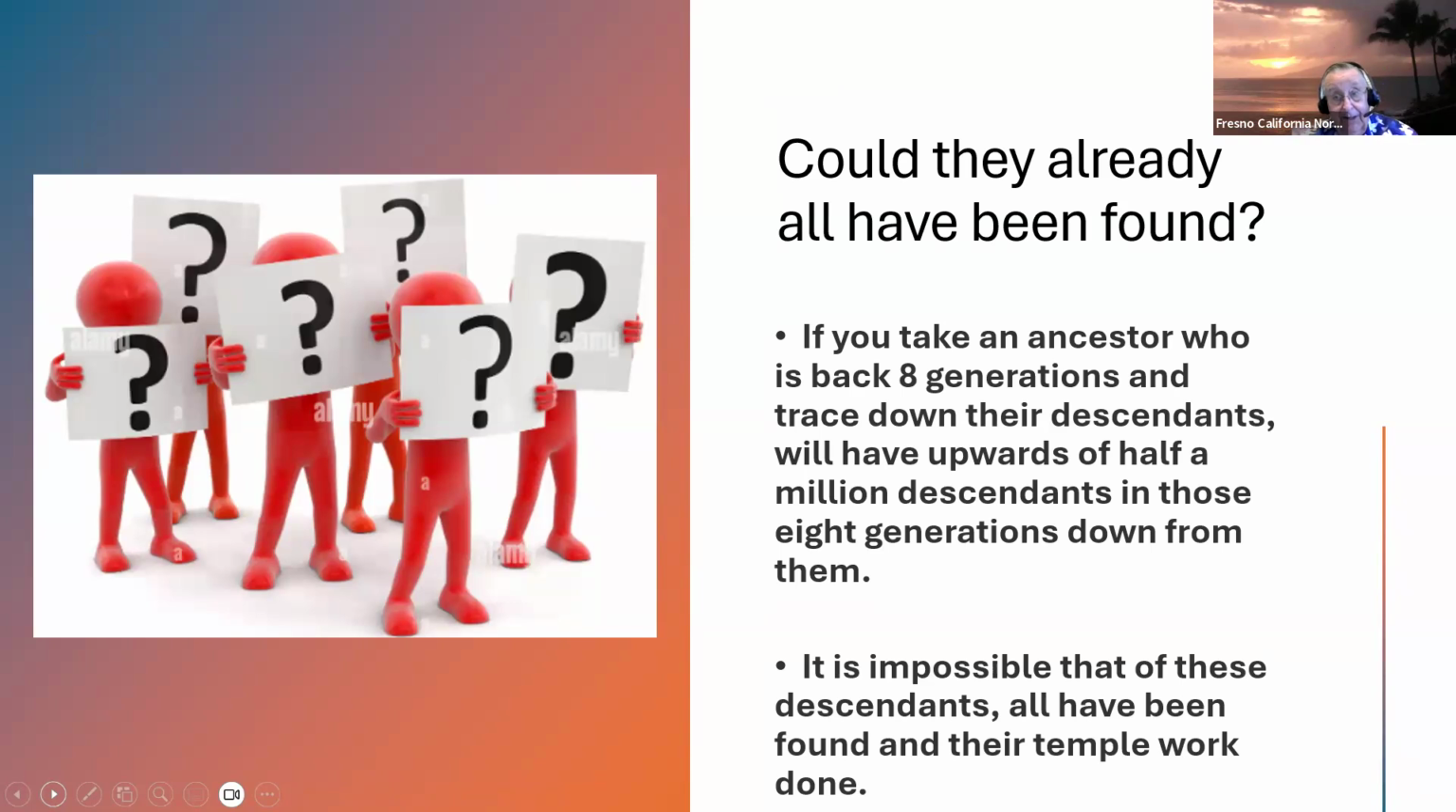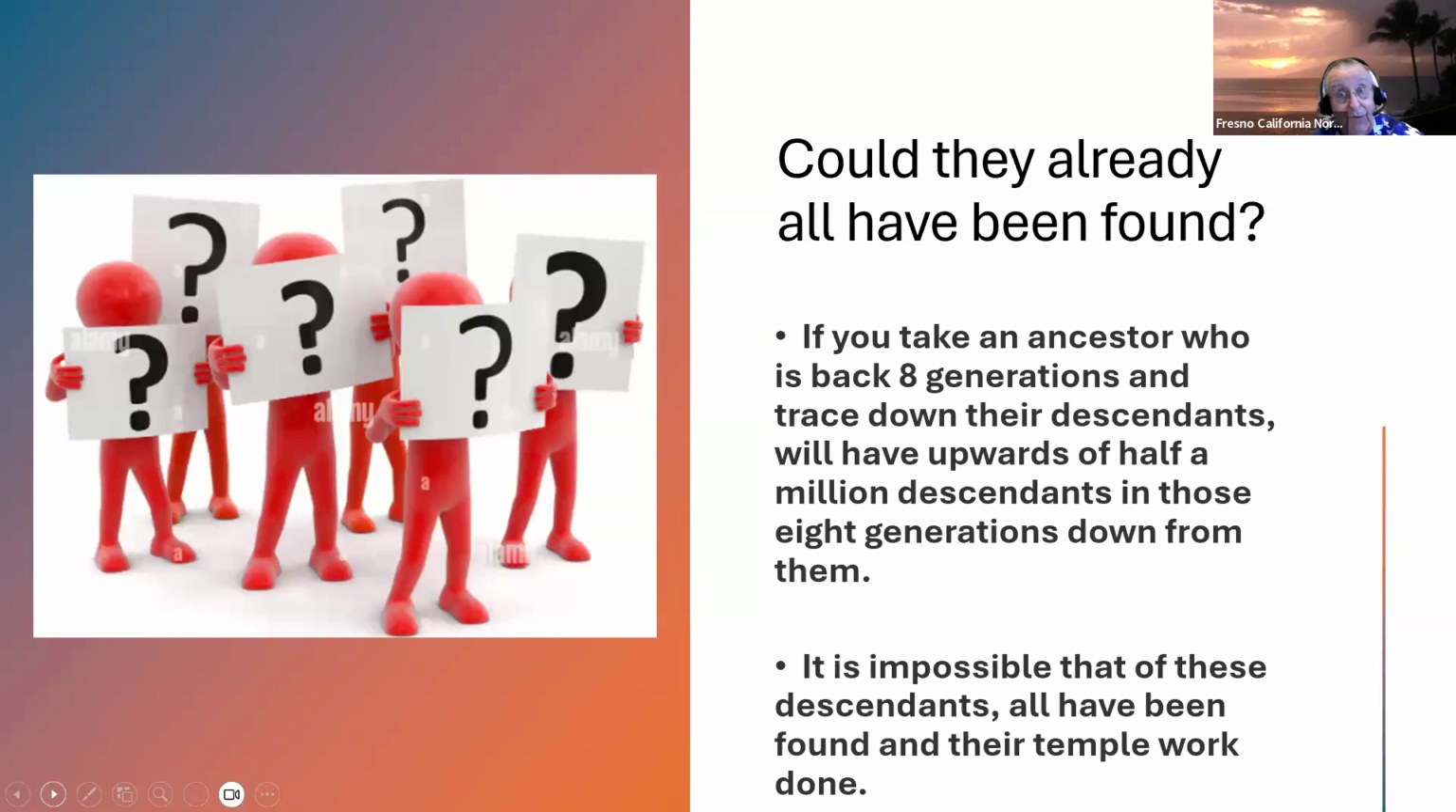Well, you have to realize mathematically, you go back 8 generations and pick one of those 125 couples that are in the 8th generation and trace all of their descendants down with an average of about 5 kids per family coming down, you're going to run into 500,000 descendants on the low end of the guesstimate. There's going to be at least 500,000 descendants for those 8th generation people. And it's just unrealistic to think that they're all done.